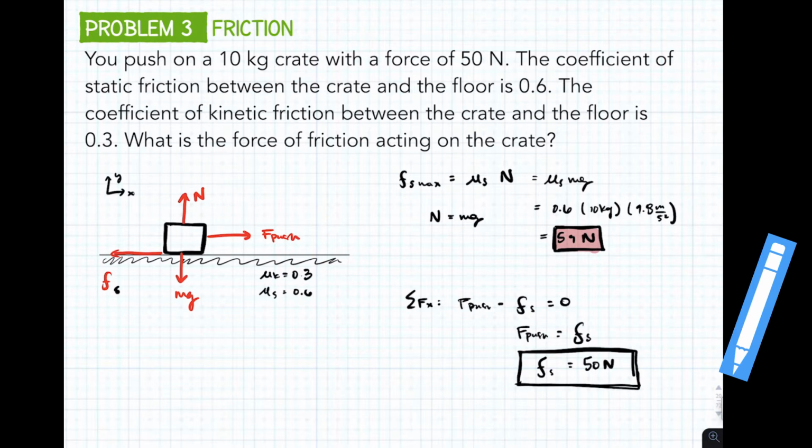All right? Yes? Is it 0 because it's not accelerating? Right, because it's static. So if it's not moving, that means our acceleration is equal to 0. Okay?